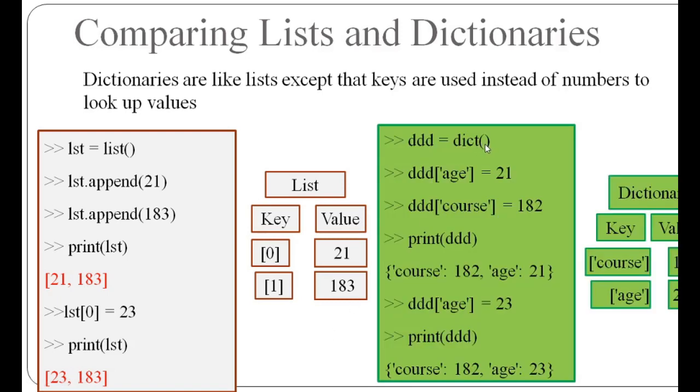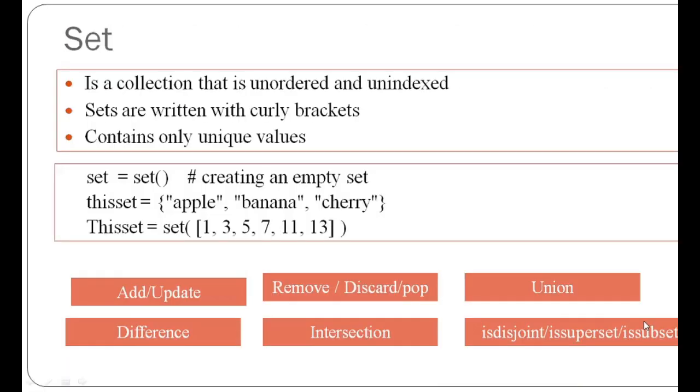Now this is how I create a dictionary. I am adding the first element, key is age and value is 21. The second element is course 182. Here you can see that course and age are keys and 182 and 21 are the values. So this is the difference between the list and dictionaries.